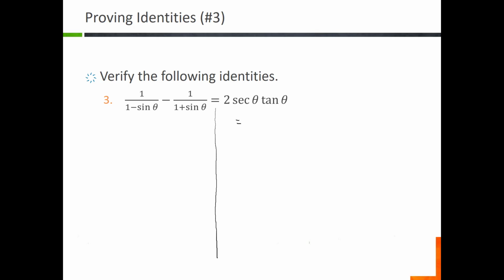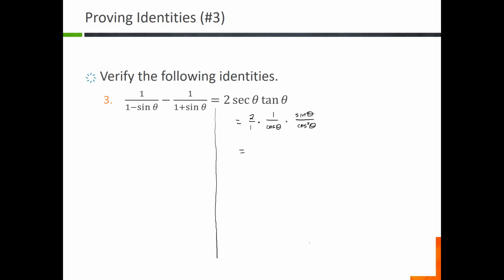So I have 2 secant theta times tangent theta, and I'm going to use our reciprocal identities. Since those are fractions, I'm going to write the 2 as a fraction as well. So I have 2 over 1 times secant, which is 1 over cosine theta, times tangent, and I know tangent is sine theta over cosine theta. So let's just multiply those 3 fractions together.